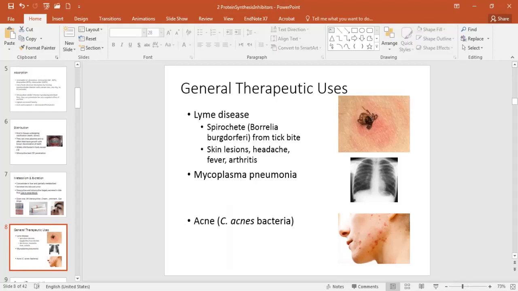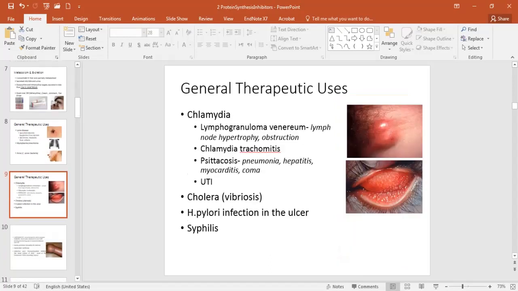It can also cause mycoplasma pneumonia. Tetracyclines are used in treatment of mycoplasma pneumonia, and can also be used in treatment of acne, and also in treatment of chlamydia.